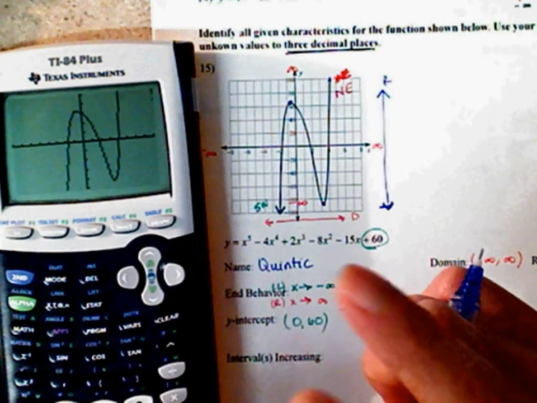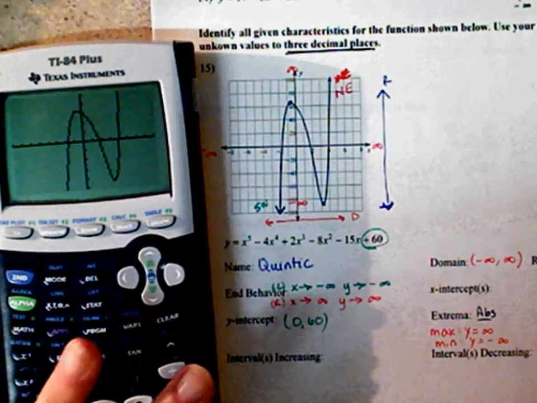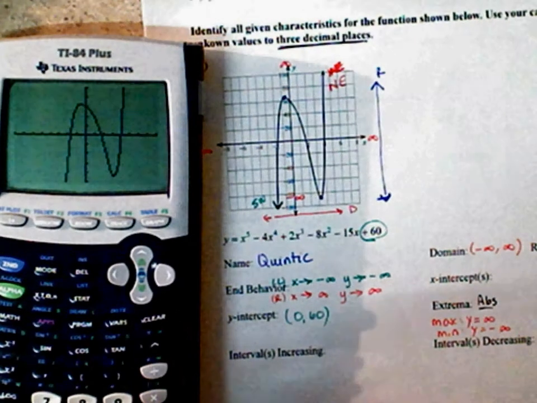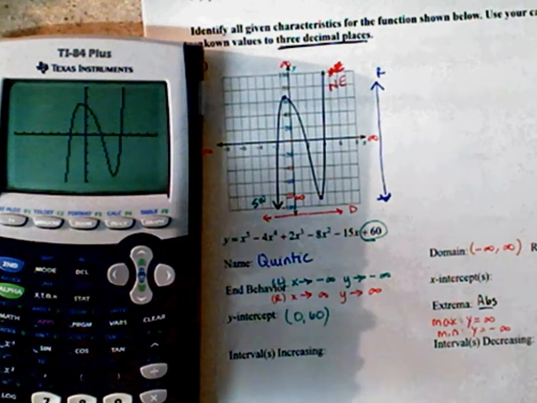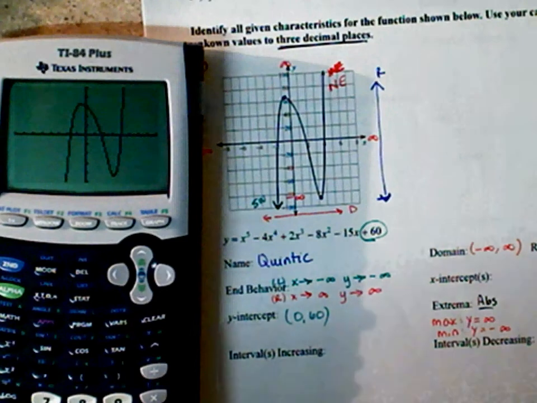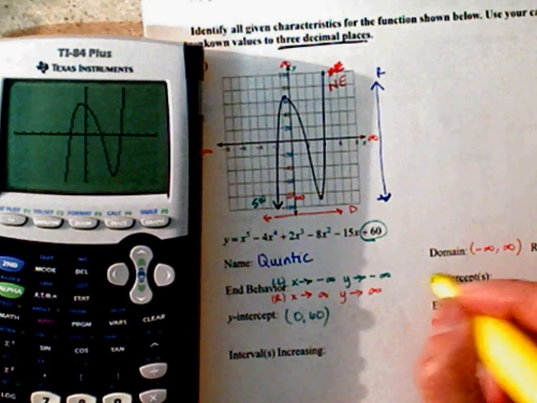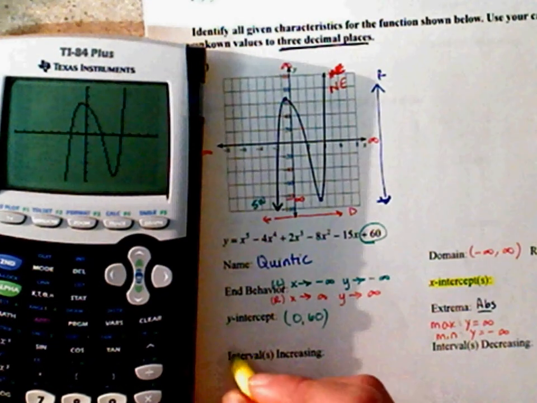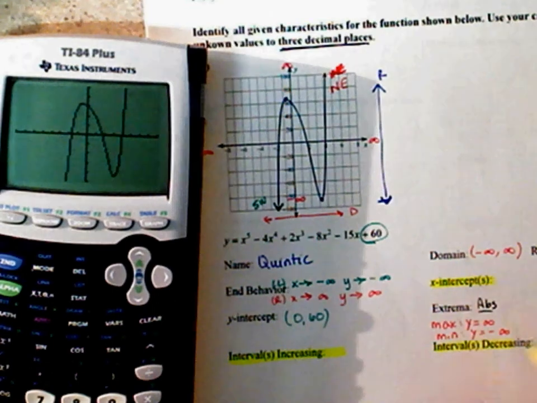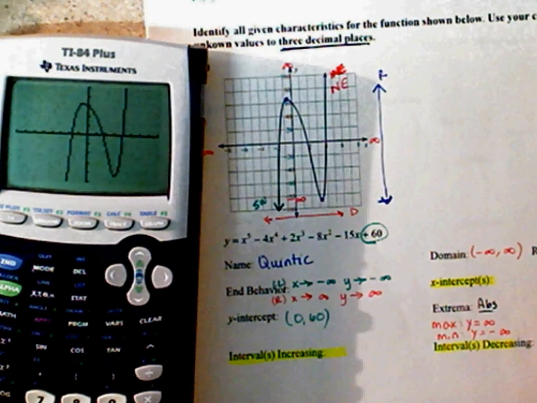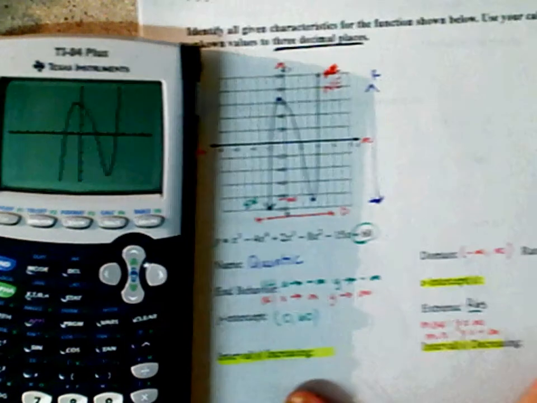All right, so let's go find some things that we need to go find. Let me see. I need to go find my x-intercept. I need to go find my interval increasing, decreasing, and my relative. So those are things I need to go find, okay? All right, here we go.